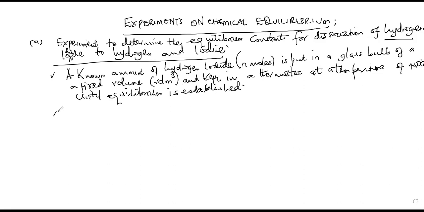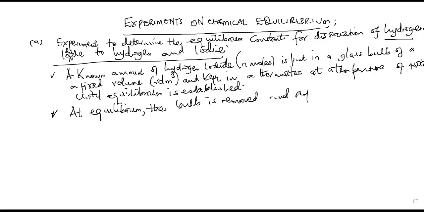Then it means that at equilibrium, if you had kept the hydrogen iodide in a thermostat, it will have dissociated to form hydrogen and iodine. So at equilibrium, we remove that bulb and we rapidly cool it to stop the reaction. Okay, why do we cool it? To stop the reaction, right?